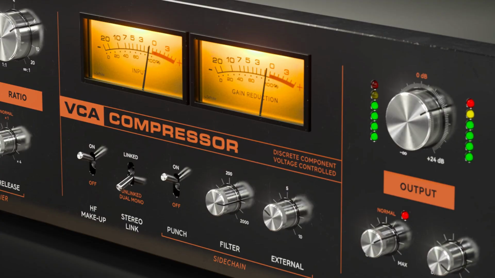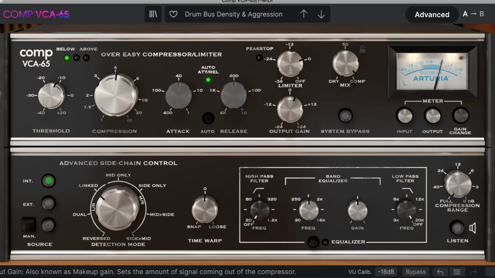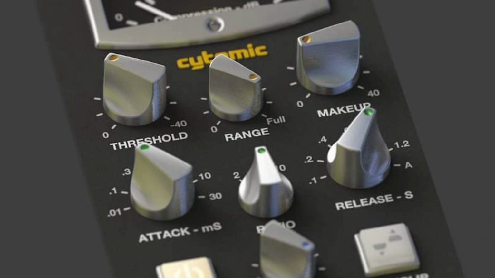VCA stands for Voltage Controlled Amplifier. This type of compressor uses a control signal to determine whether the gain reduction is applied to the signal. VCA compressors are the most commonly used types of compressors and usually contain the parameters that you will find on the plugin. That is attack, release, threshold, ratio.